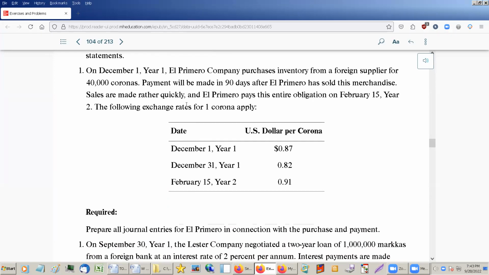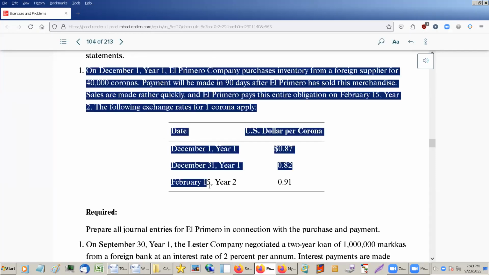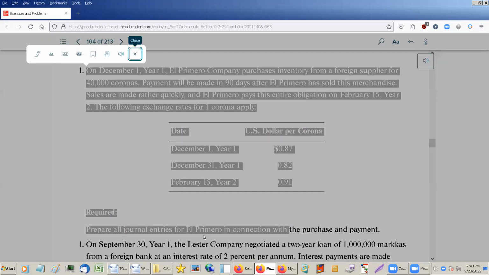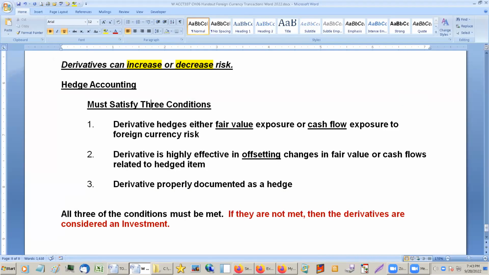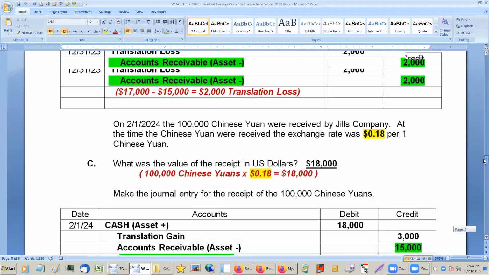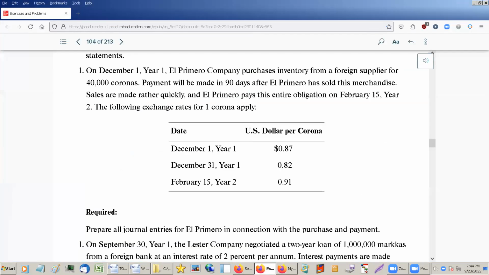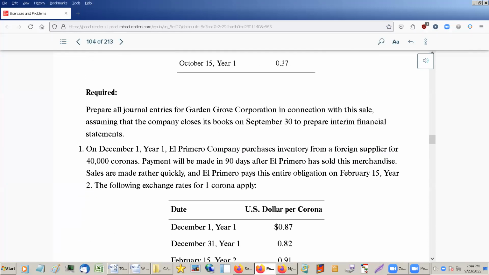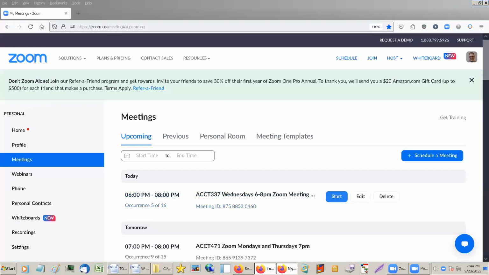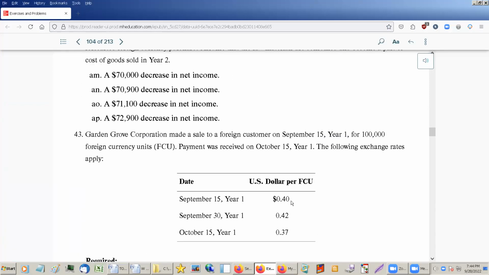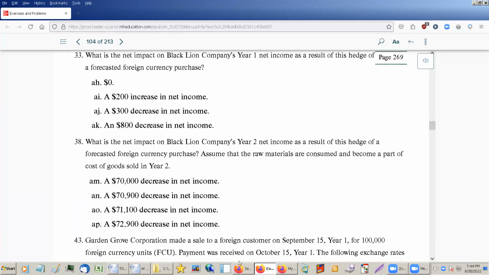Okay. So I'll let you guys go ahead and do that. I won't keep you here for this, but anyway, you can do these on your own. And I put a drop in there. This is similar to the year-end ones. So problems 11 and 12. I'm going to put the page on there. It's page 269. Okay.